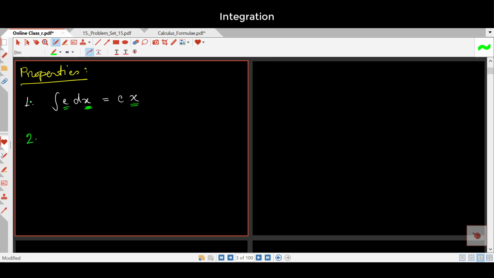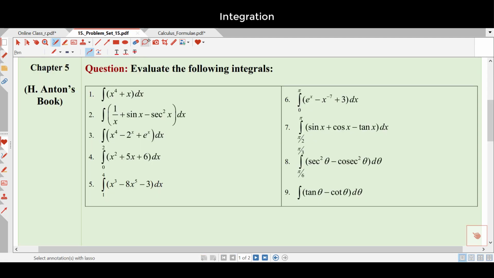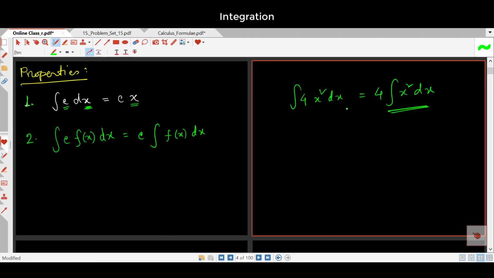Similarly, we have the second property: if we have a constant times a function of x, then this constant can be pulled out before the integral. Have a look, this constant has been pulled out here. Suppose we have 4 x squared and we are integrating this. This 4 is a constant that can be pulled out, and now we have to integrate this, which will go with the formula. You have to check which formula will be applied here, but our main target is to learn the property. The property says that if you have a constant, then the constant will be pulled out. So this is the second property.